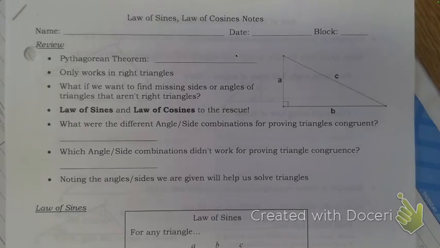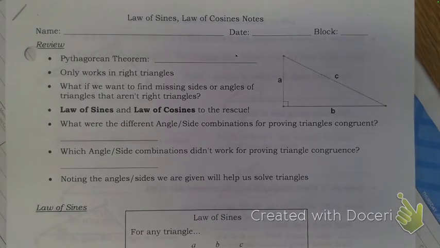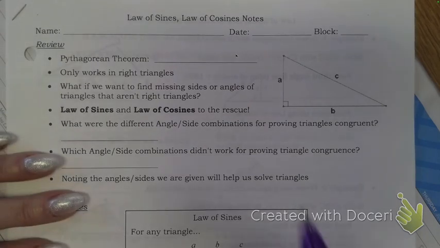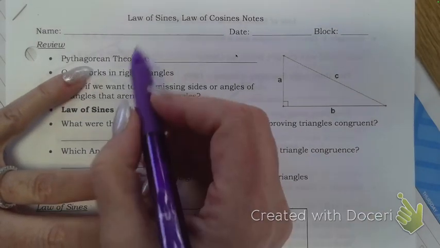So law of sines, law of cosines, and area. All of it is in this note packet, and we'll just work our way through it. Okay? So Pythagorean theorem. What is the Pythagorean theorem?